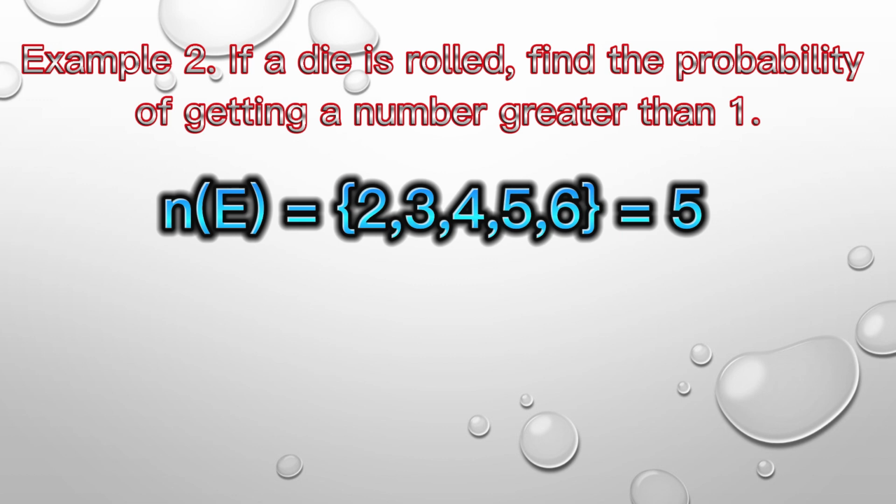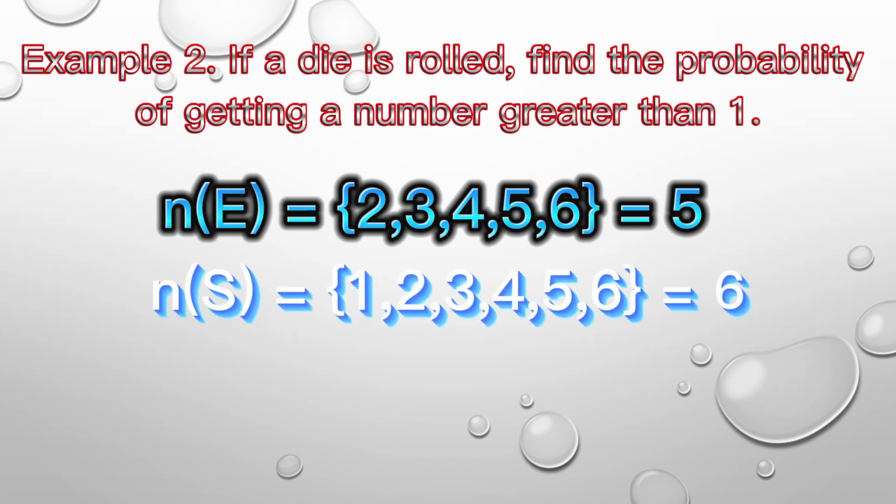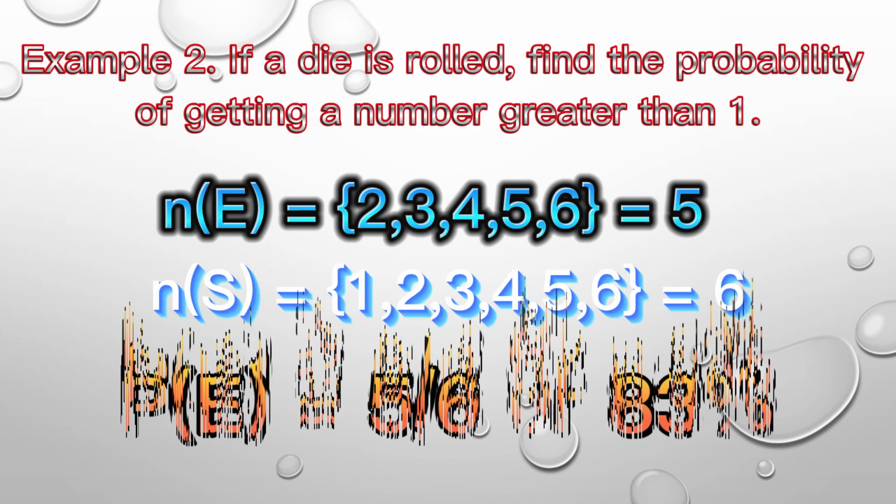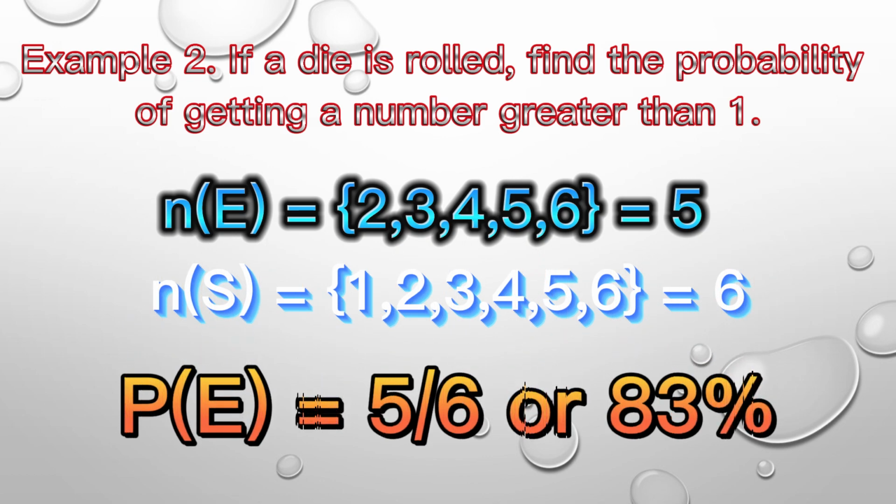The next step is to find the total number of outcomes in the sample space. The sample space would be 1, 2, 3, 4, 5, and 6. So the total number of outcomes in the sample space is 6. Finally, we can now solve for the probability of the event of getting a number greater than 1. That is the number of outcomes of an event, which is 5, divided by the total number of outcomes in the sample space, which is 6. That is 5 divided by 6, which is approximately equal to 83%.